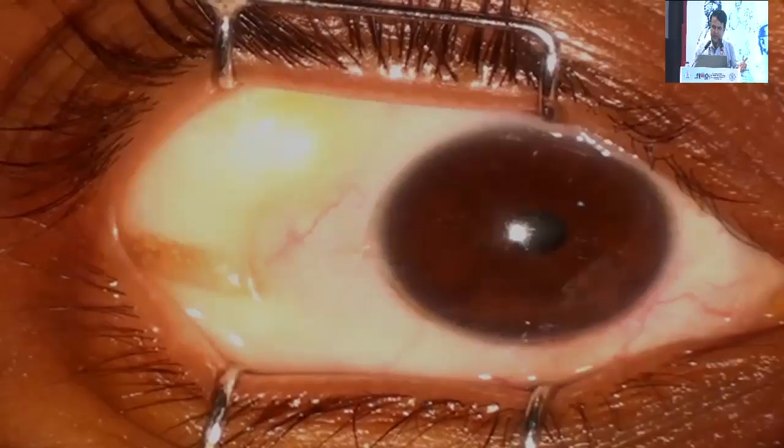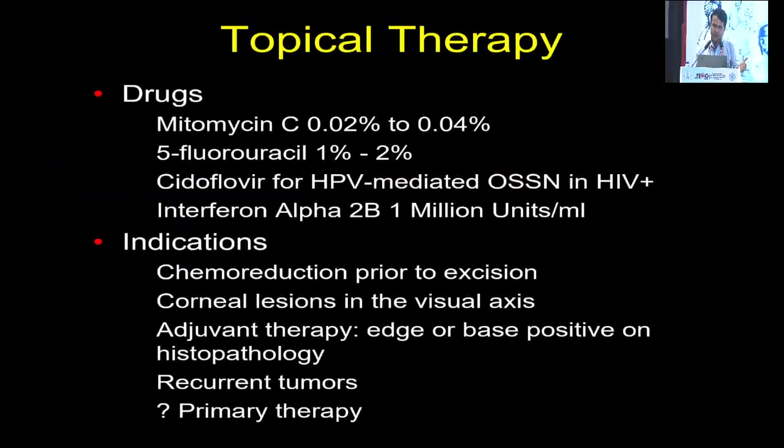Now, when we talk about management, we always begin with topical therapy. For ocular surface squamous neoplasia, topical therapy is the easiest to do. It is very extensively practiced, but the criterion is that you should have a clear clinical diagnosis. You cannot do a biopsy just to confirm a diagnosis. So whatever I've said in the last 20 minutes is the background on which you can start your treatment. If you haven't registered that earlier part, then you obviously will not go ahead with the management.